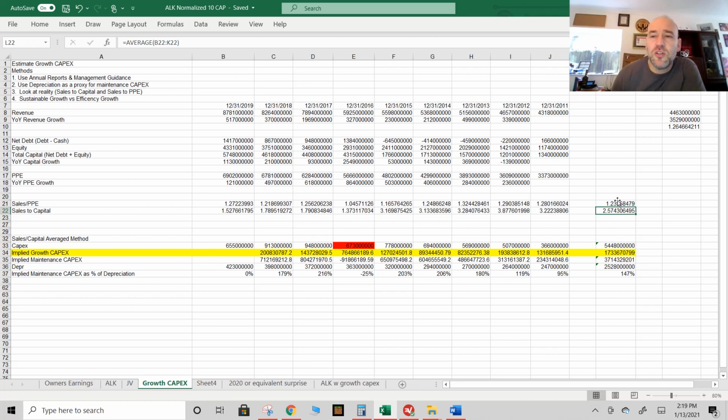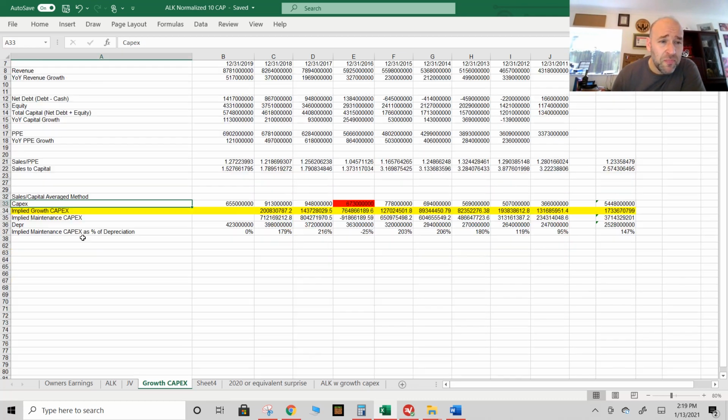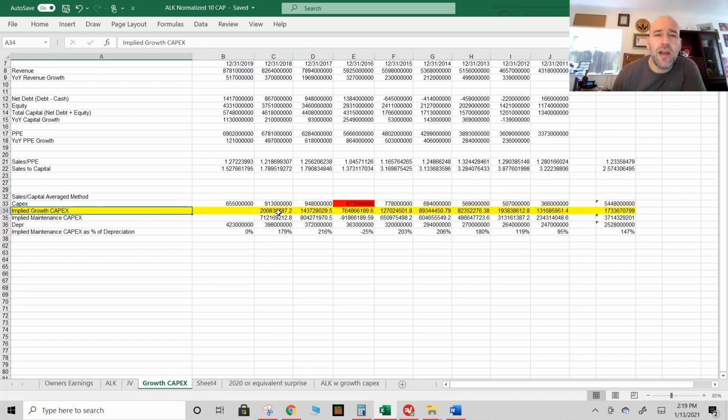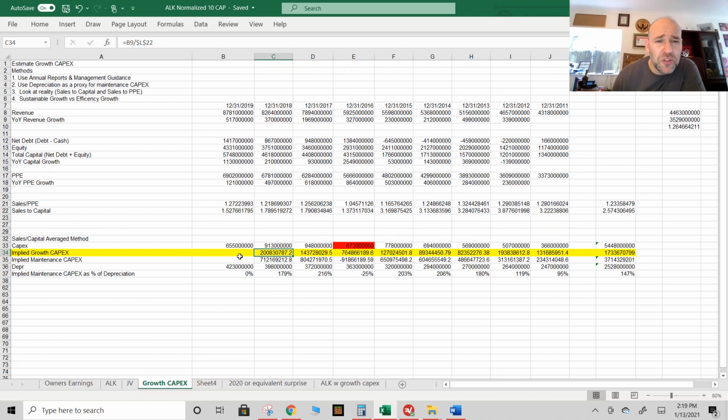But if I want to use these numbers, I come down, and for the sales to capital method, I went ahead and put my Capex here, that total Capex for reference. So I come up with an implied growth Capex. You can see I can't do it in this year, the most recent year, because I don't have the 2020 numbers yet. Although we could probably do it now that 2020 is past. But for the time being, we'll just take a look at the past. So I've got my implied growth Capex here.